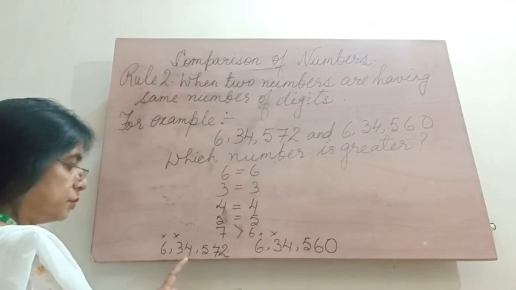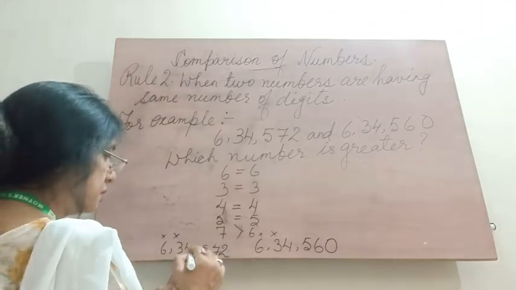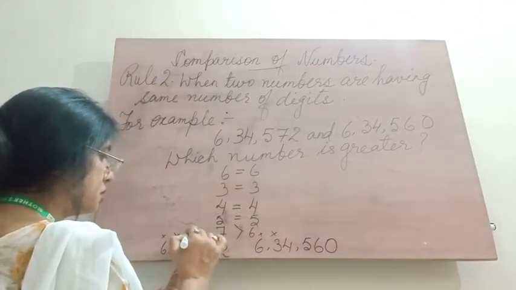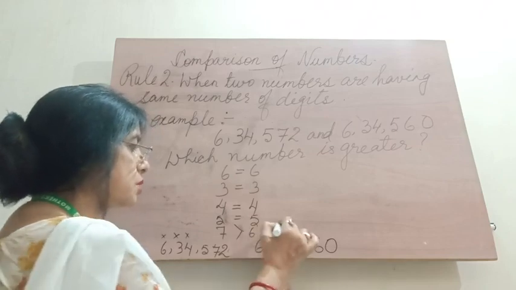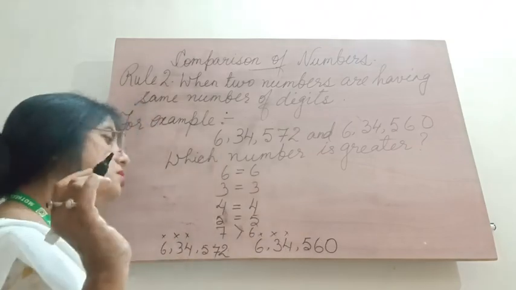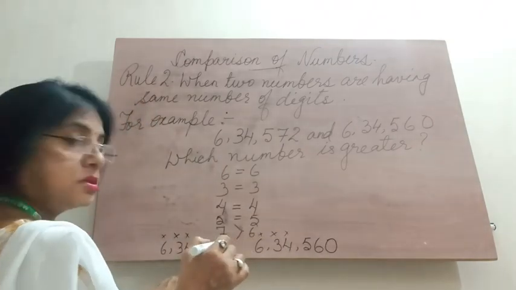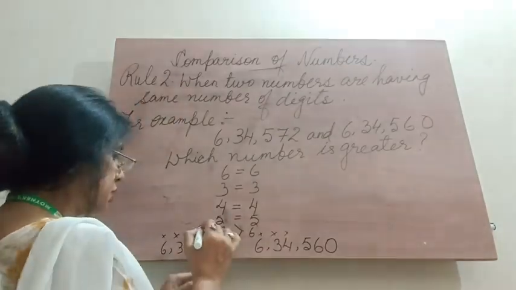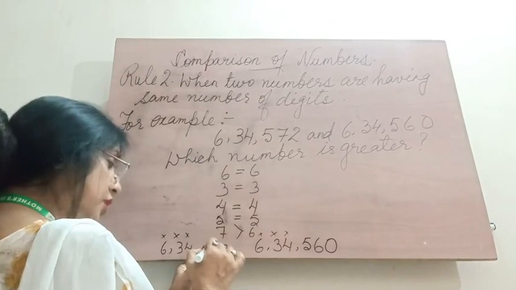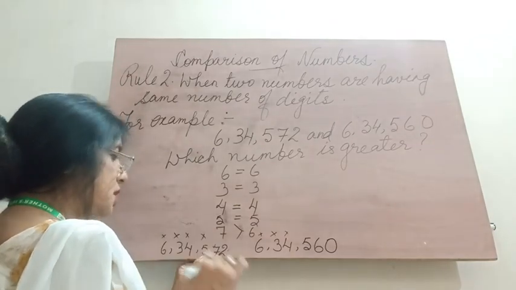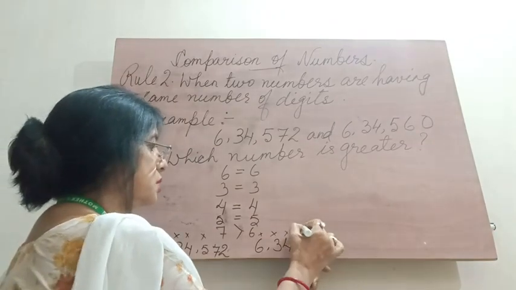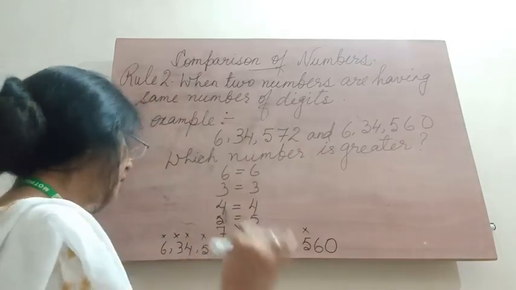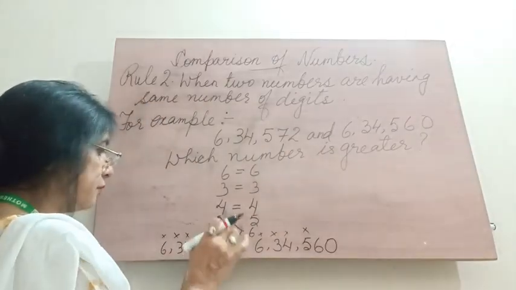Okay. Now we will move to the third digit. In the first number the third digit is 4, and in the second number also the third digit is 4. Of course, move towards the fourth digit. The fourth digit is 5 in the first number, and in the second number also the fourth digit is 5. Now we will see the fifth digit.